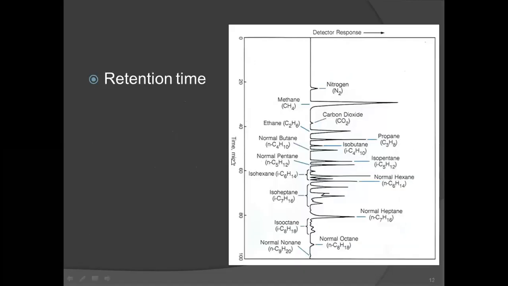Here we can see the detector response against time, and the retention time is the time that is needed for the compound and the injection port gas to go through the column. Also, the area under these peaks represents the percentage concentration of that compound.